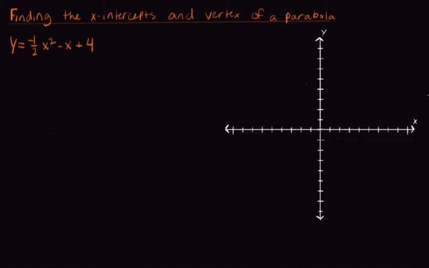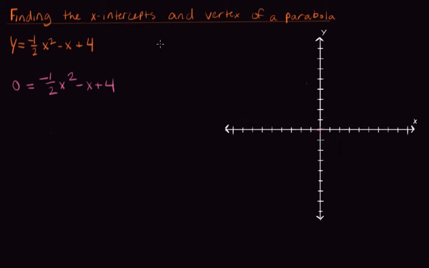In this video, I want to talk about how to find the x-intercepts and the vertex of a parabola. So let's think back. The x-intercept is where y equals 0. So if we let y equal 0, we want to figure out the x-intercepts of a parabola. Okay, so once we get to here, we actually have two options.